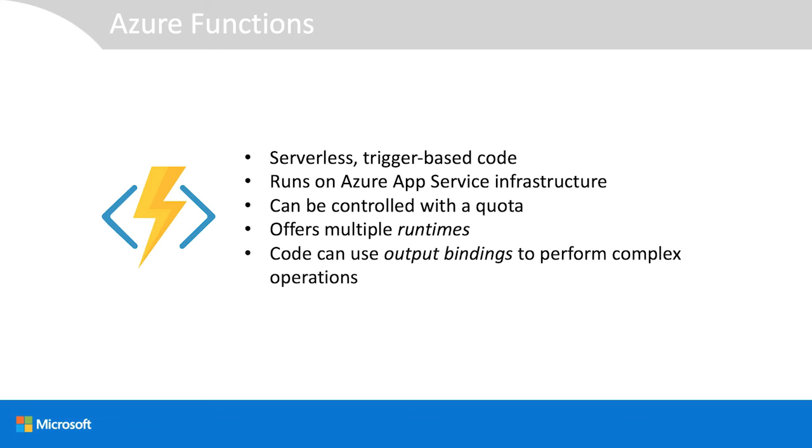And then you can use output bindings to perform complex operations like call a URL, drop something into Azure storage, trigger an Event Hubs event, or something like that. You can actually configure more than one output binding, so you can create very complex workflows with Azure Functions. However, for really complex workflows, there's another Azure service that's probably a better choice, and that service is called Logic Apps.